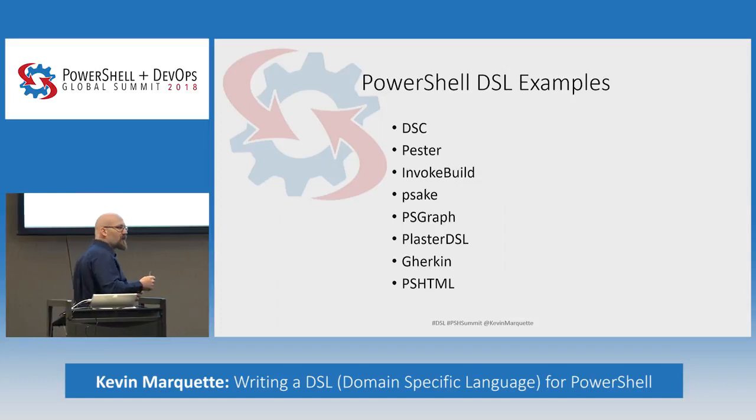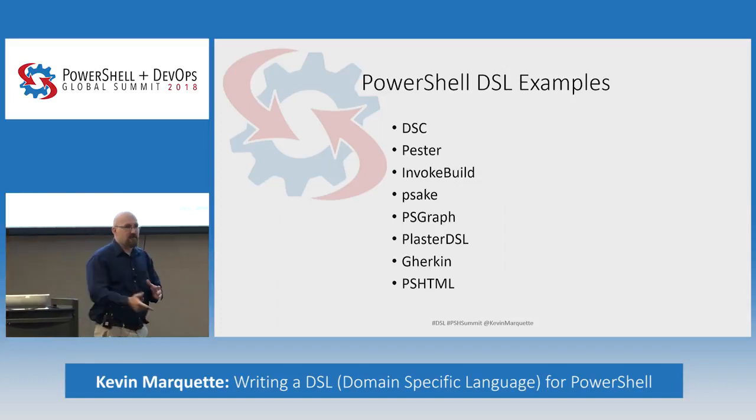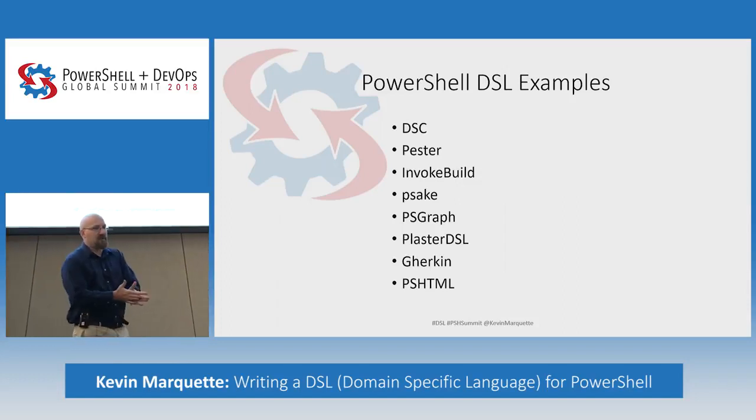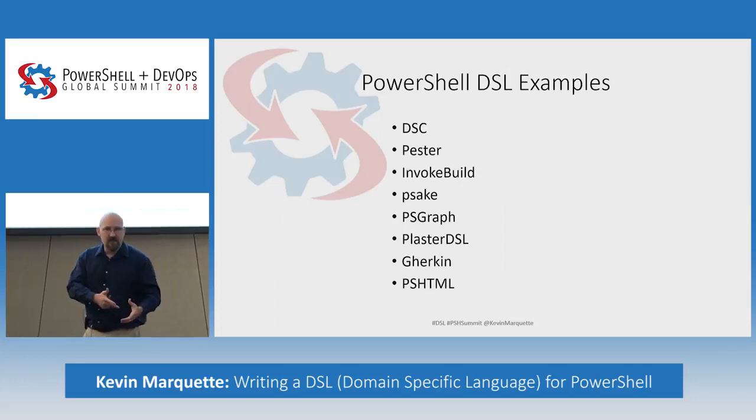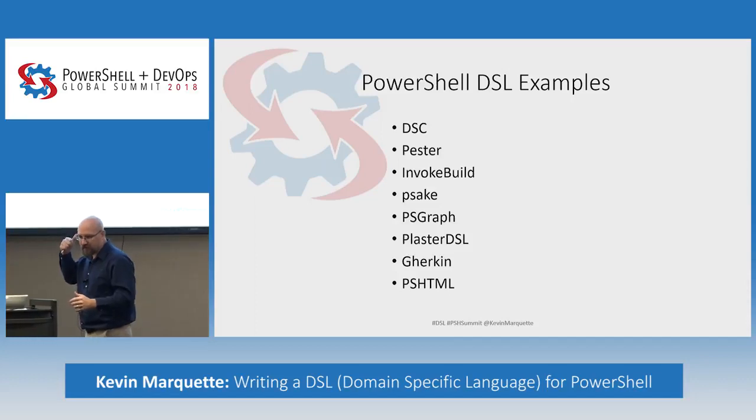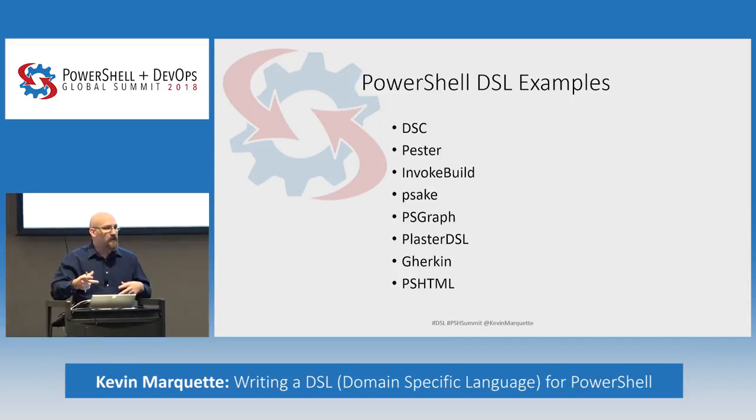and that's kind of where DSLs answer that problem. We already have several DSLs in the PowerShell community. If you've been working with DSC and Pester, those are great examples. I have several up here that I've seen in the community, and we're going to walk through a couple of these real quick, just to see what a DSL looks like in PowerShell.